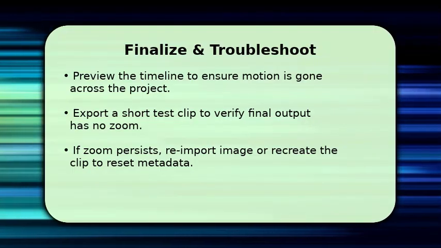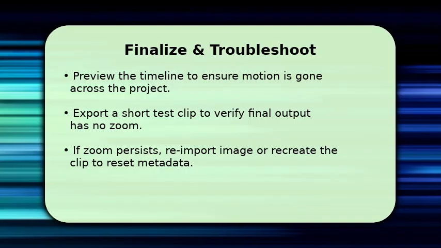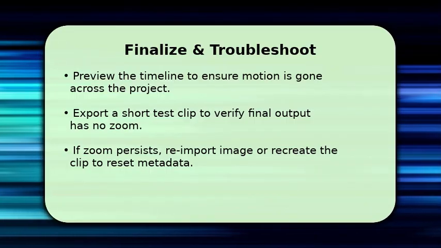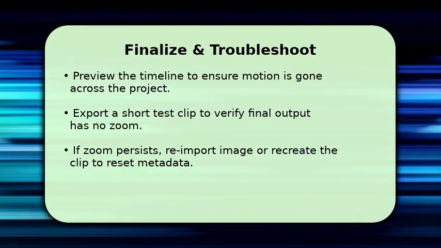If everything looks good, export a short test file to check the final render, since playback versus export can differ. If you still see zooming, make sure no compound clips or transitions are scaling the image. As a last resort, re-import the original photo and replace the clip. That resets hidden metadata and usually stops persistent zoom.